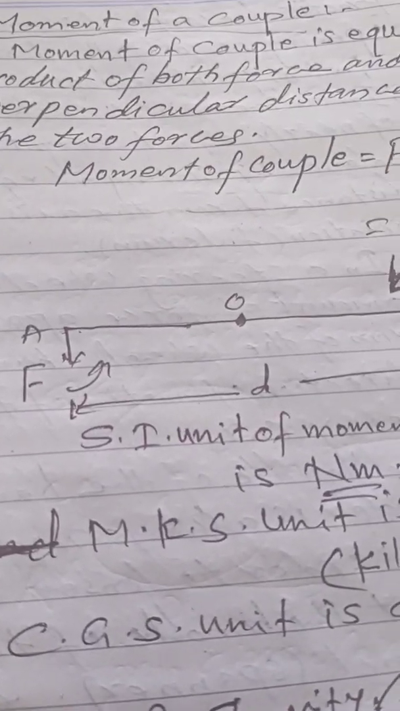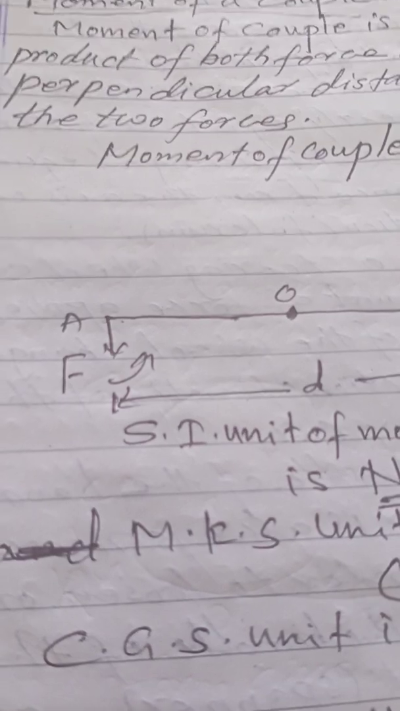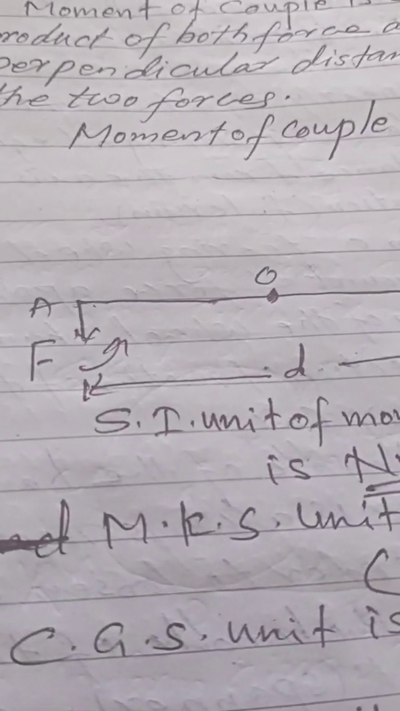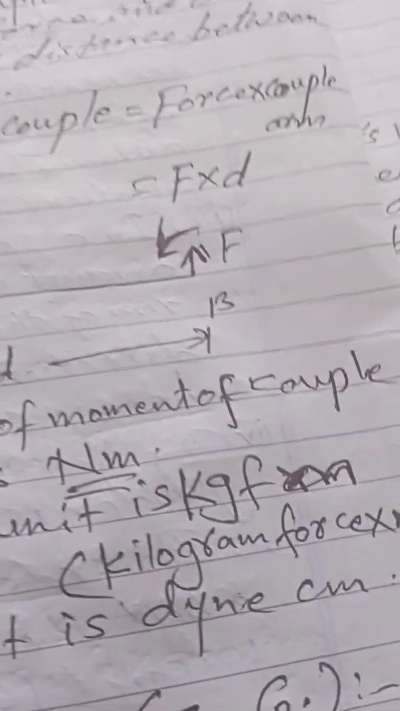The moment of couple. Moment of couple is equal to the product of the force and the perpendicular distance between the two forces. Moment of couple is equal to force into couple arm, F into d. Distance A to B is d, and the force is F. SI unit, MKS unit, and CGS unit are the same as moment of force: Newton meter, kgf meter and dyne centimeter.